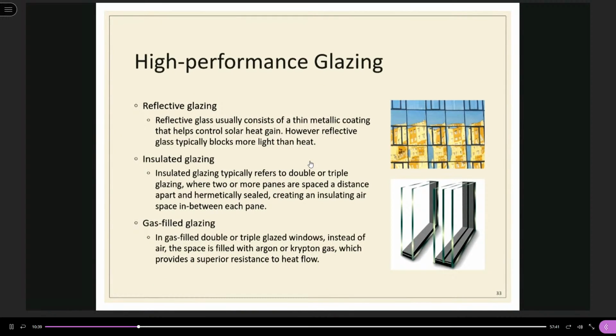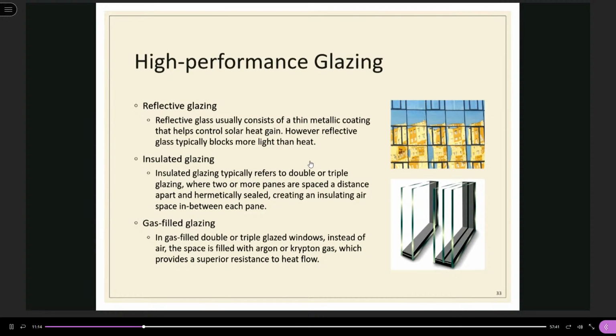Okay, some other examples of the glazing. We have the reflective glazing. Reflective glazing is very common for the curtain wall buildings, the commercial buildings, the high-rise office buildings in Hong Kong. Reflective glasses usually consist of a thin metallic coating that helps control solar heat gain. However, reflective glass typically blocks more light than heat. So these reflective coatings will also reflect away the visible light.